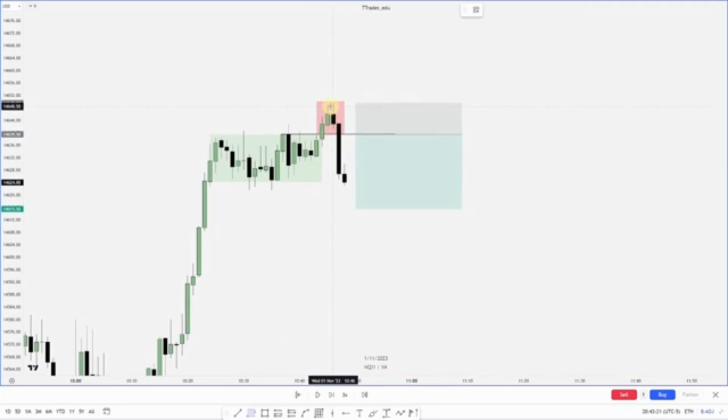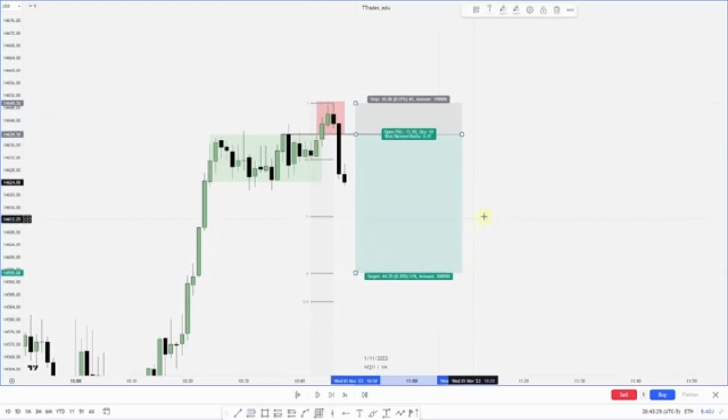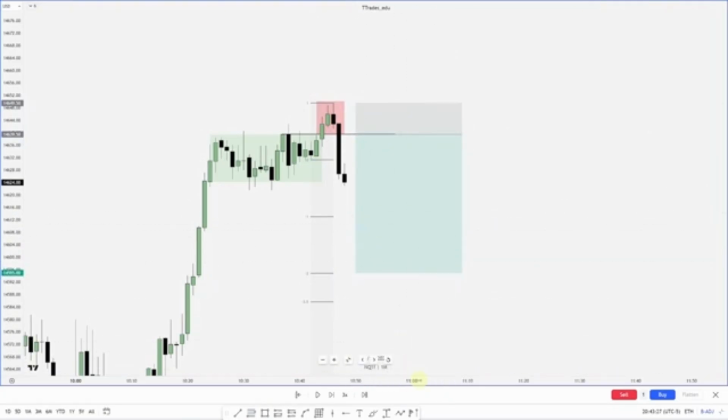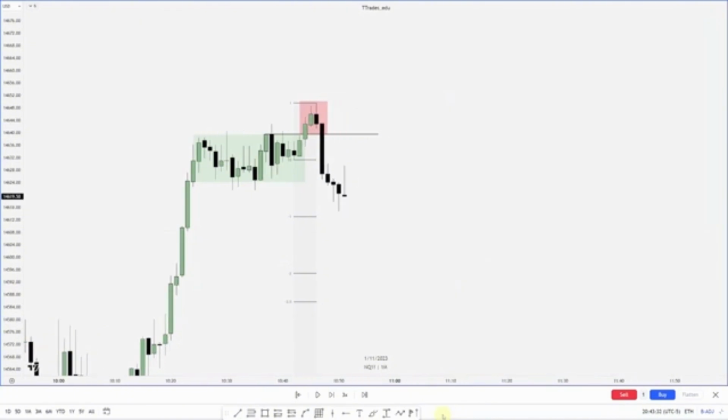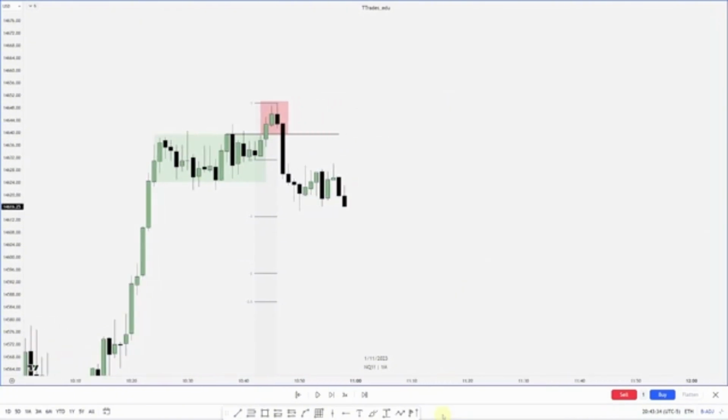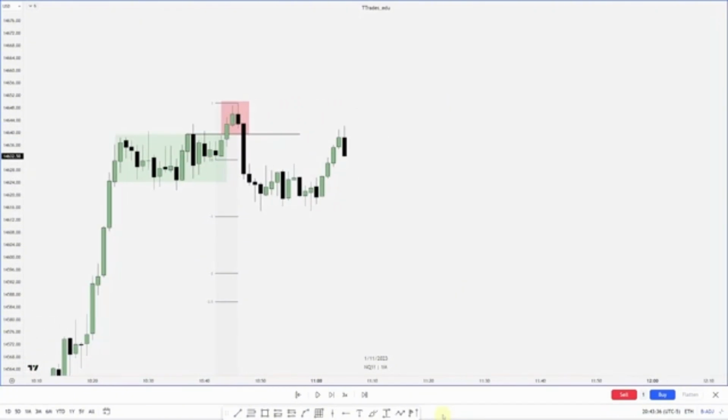Well, how can we get targets? We can project out this manipulation leg and look for that. So this would be the normal box setup. However, if I want confirmation, let's see what we would do. So when price comes back up into this area, instead of immediately taking an entry, I'm looking for a formation of an order block or a change in the state of delivery right here.